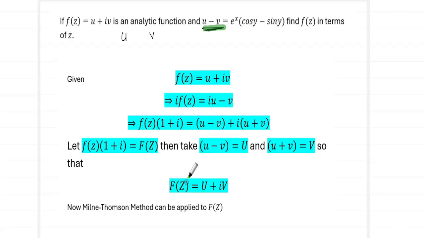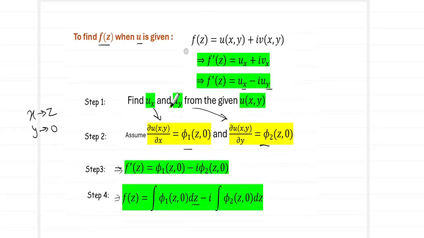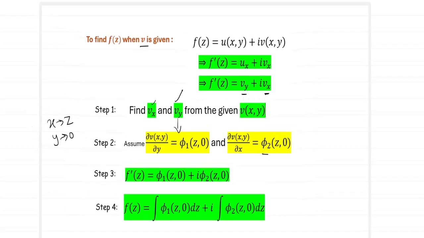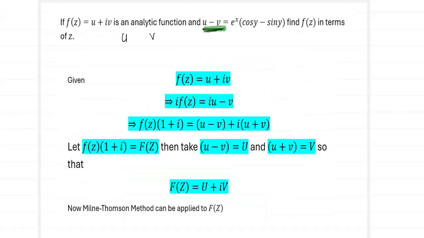And if the question asks you, suppose u plus v is given, then that will become my capital V of my capital F of z. So now, all the things which we did over here to my function small f of z, the same thing can be carried out for my capital F of z. So that is going to be the process in which this problem is going to be executed.